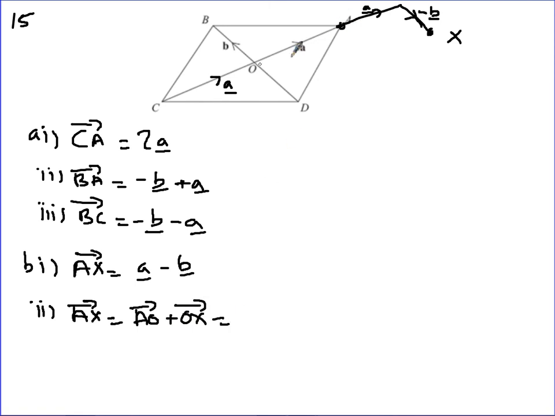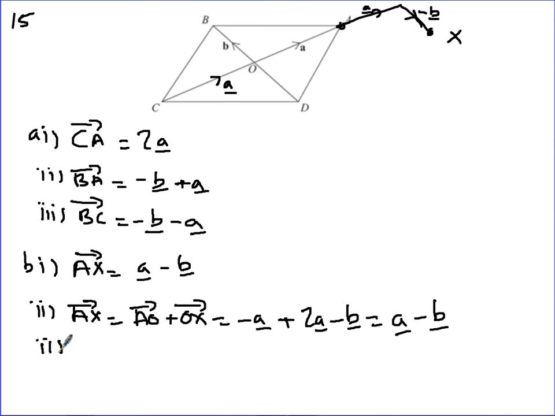So A to O is minus a, and then we've got O to X. What's O to X going to be? Well, we've already been told and defined that. That's 2a minus b. So if we put all that together, we'll get a minus b there. So what does that then tell us? Well, that's first of all the working out from the previous bit, just bringing that together.